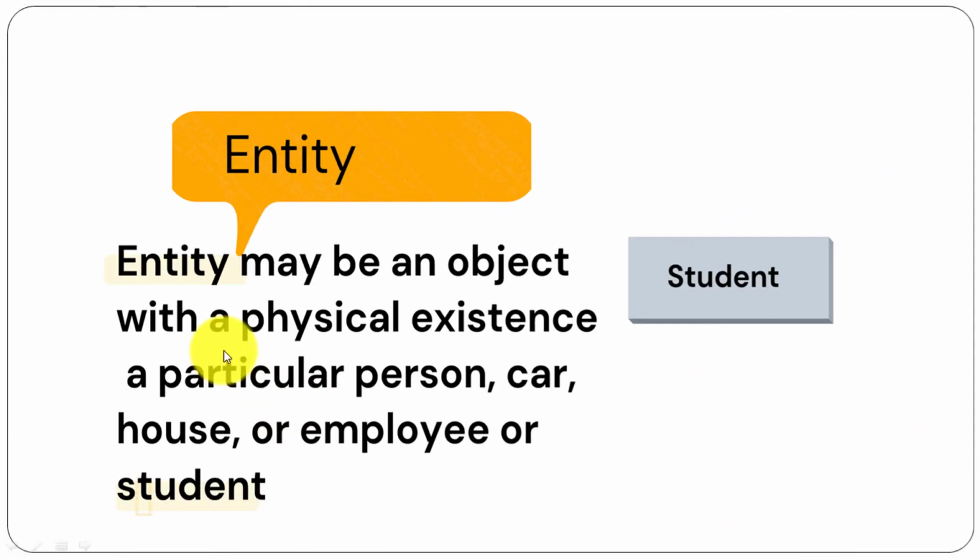Now an entity may be an object with physical existence: a particular person, car, house, employee or student. This is an example of an entity. Student is one kind of entity. It represents a real-world object, student, and it is represented by a rectangle shape.